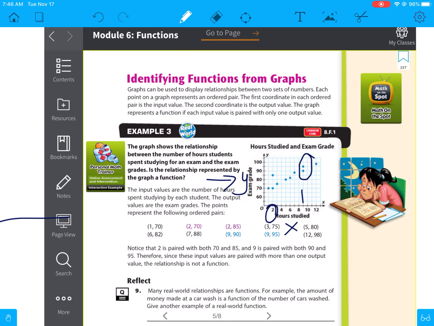So you could write out every single ordered pair that's on the graph, and you can say, hey look, 2 goes to 70 and 2 goes to 85, and say that's not a function, and 9 goes to 90 and 95, which is in the blue, so it is not a function.